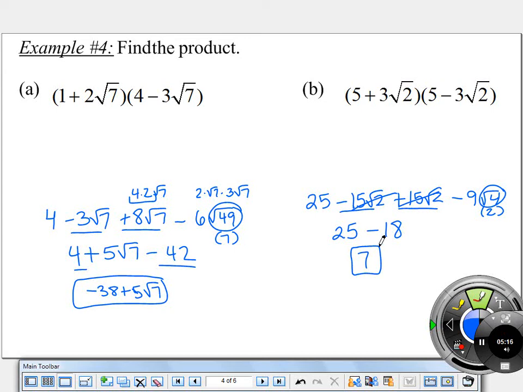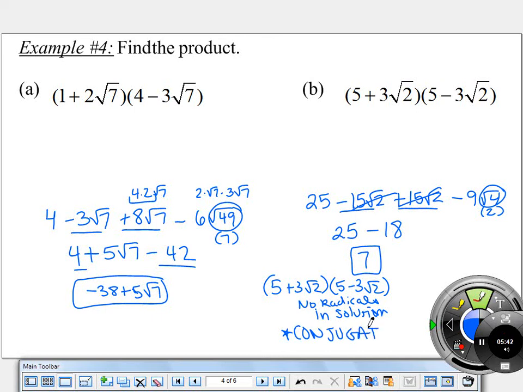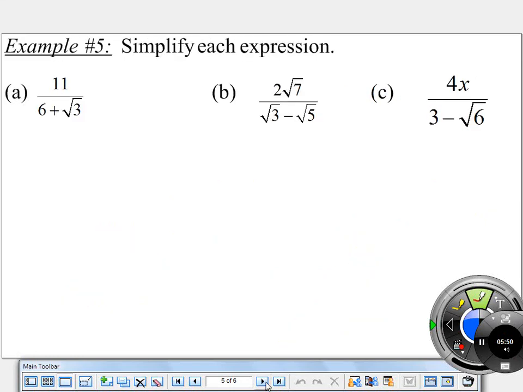Okay? So just notice that 5 plus 3 rad 2 times 5 minus 3 rad 2, you had no radicals in the solution. When these two multiply together, these are called conjugates. These two things. All right. Kind of like with our imaginary numbers.